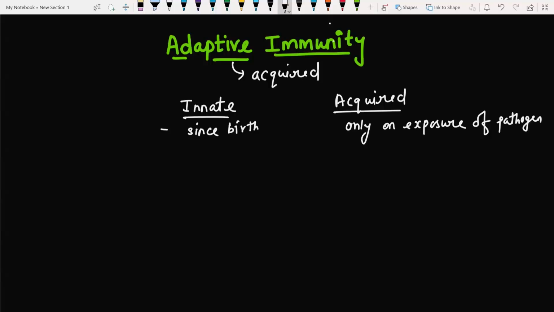So acquired immunity is activated only when a pathogen enters. Let's say a person is infected with chickenpox, when they are suffering from chickenpox. So basically, acquired immunity against the chickenpox virus gets activated. So the acquired immunity always gets activated only when there is exposure to the specific pathogen. So the second difference is that acquired immunity is very specific.